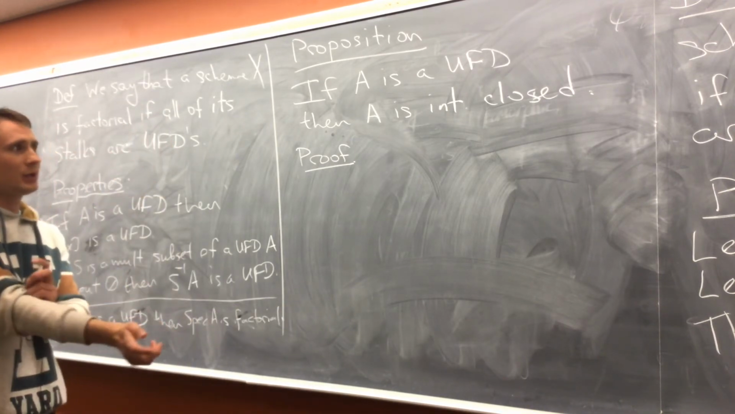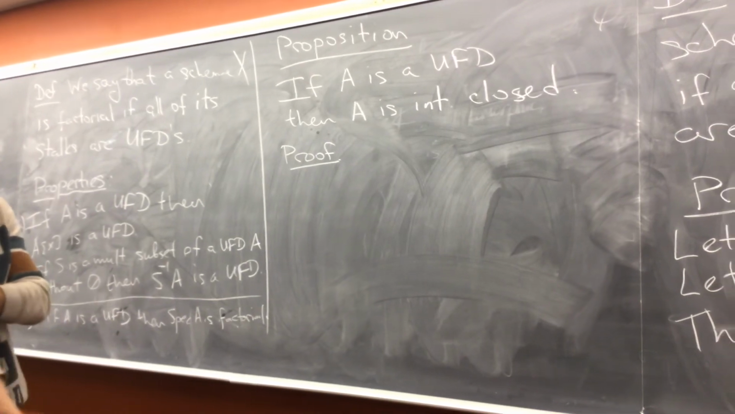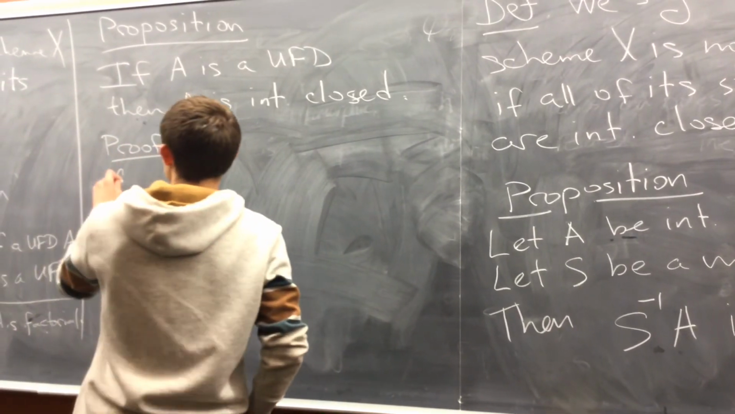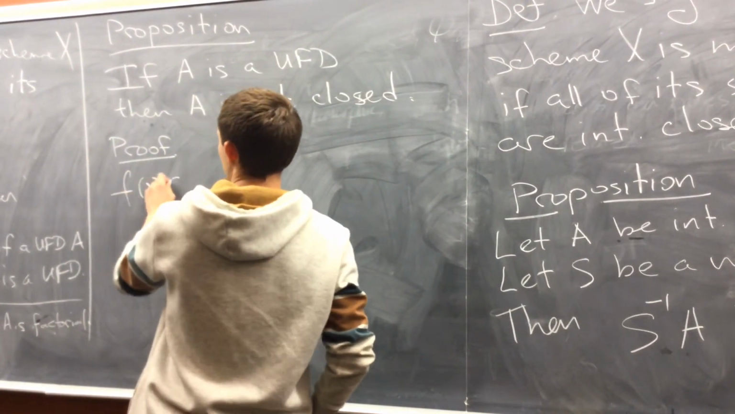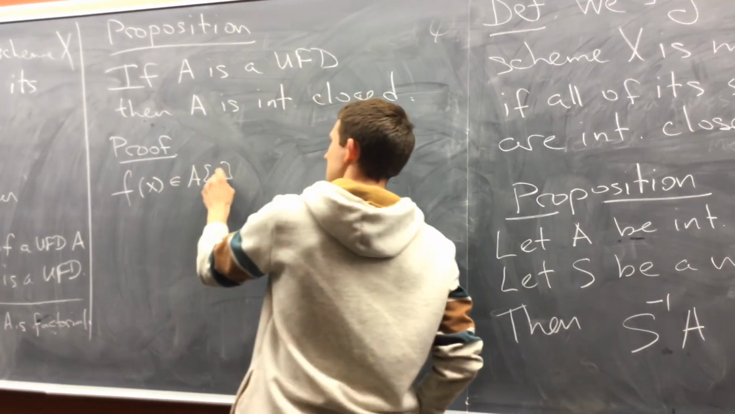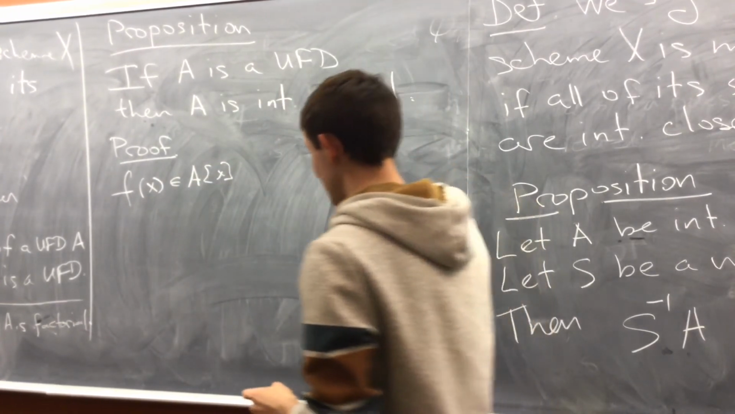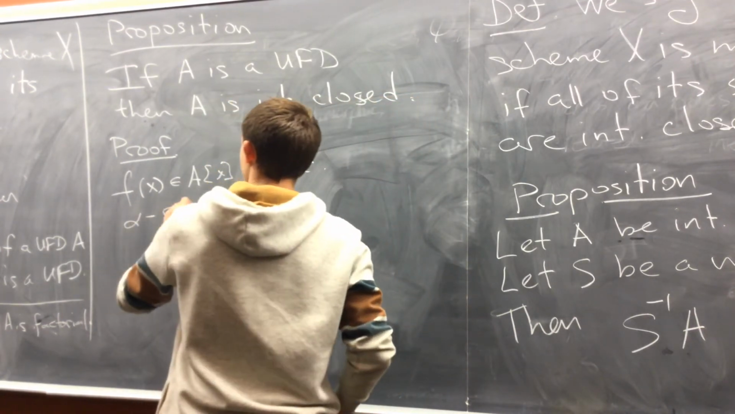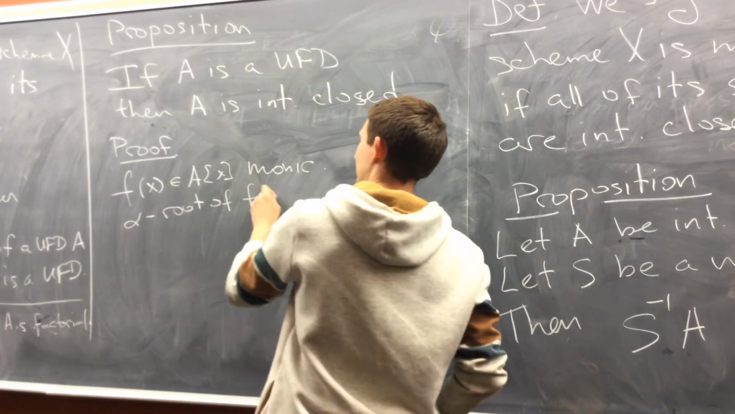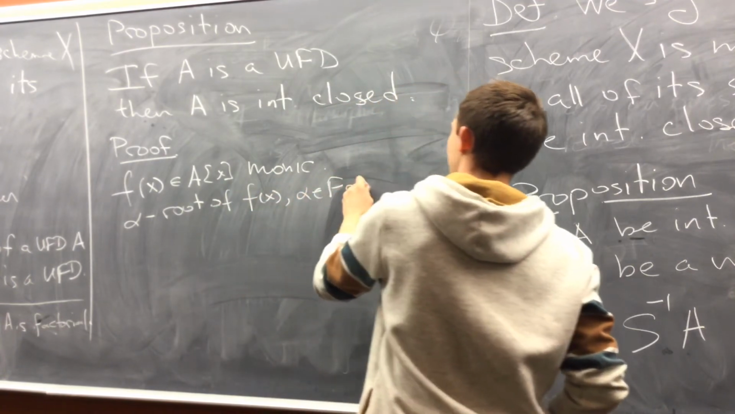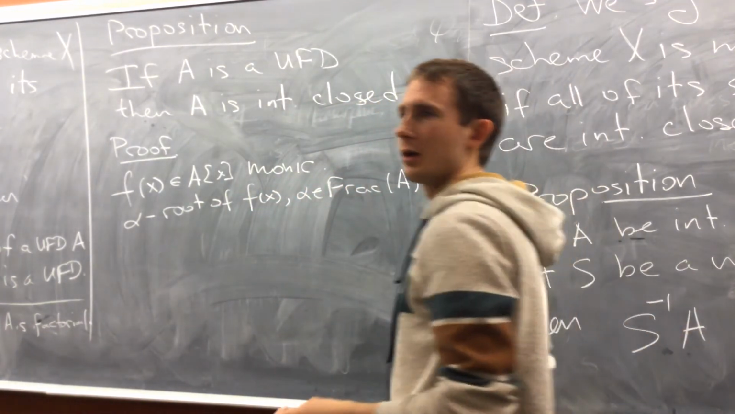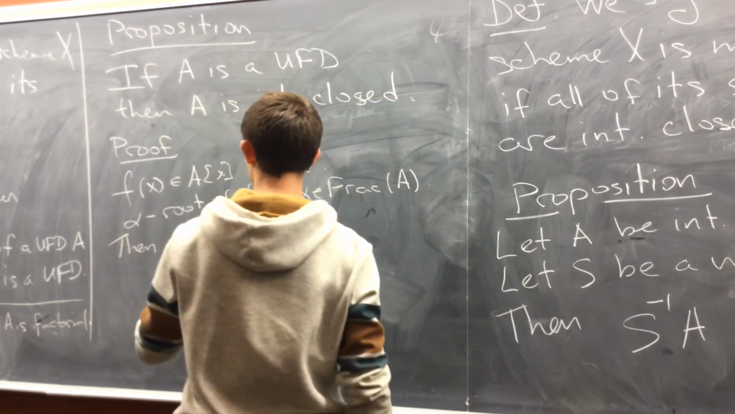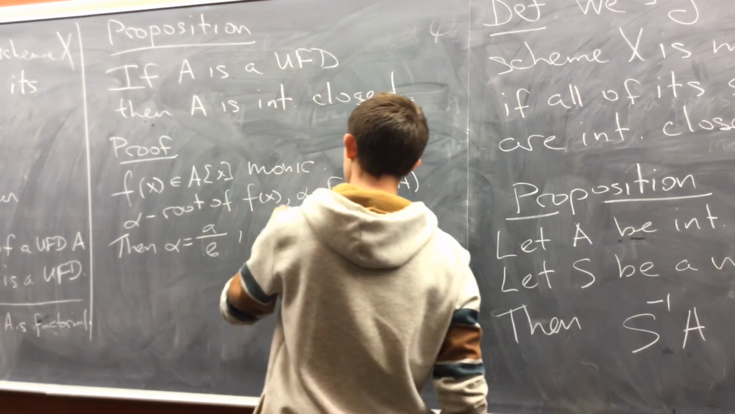Proposition: if A is a UFD, then A is integrally closed. Here's what we're going to do, right? You take your polynomial f of x, you take it inside A[x], and it's going to be monic. Alpha is going to be a root of f of x. And we're going to say that alpha is in fact in the fraction field of A. Since alpha is in the fraction field of A, then we know that alpha is of the form a over b, where both a and b are in A.